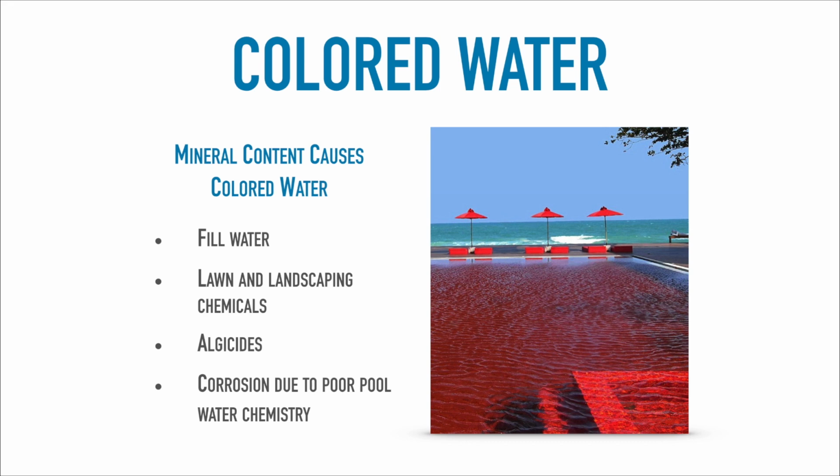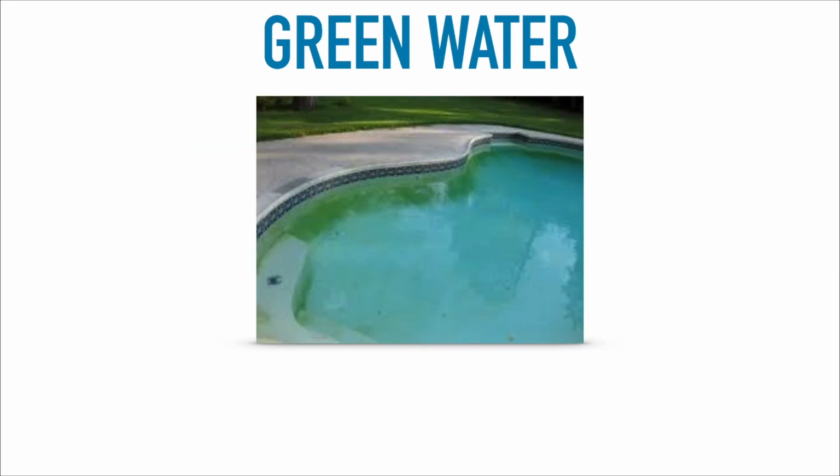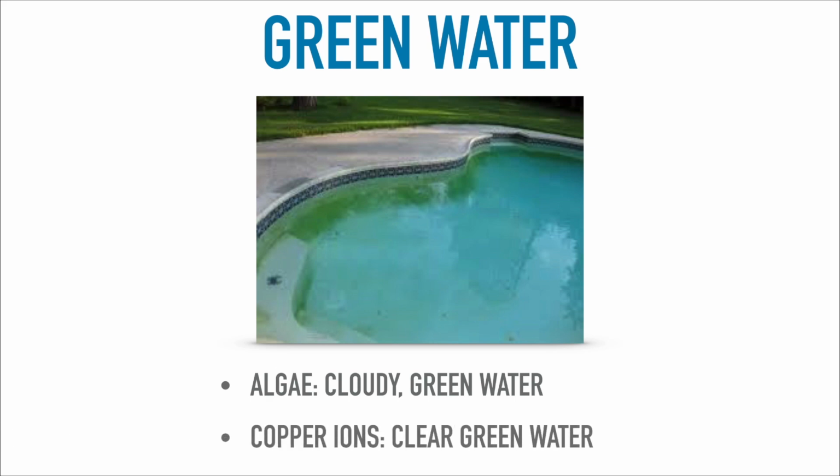Now let's talk about our most common discoloration inside of our pools. First is going to be green water. Now there's two different types of green water. Cloudy green water is algae. Again, cloudy green water is algae. Clear green water is copper. Now, it's really important that you make the distinction between these two.